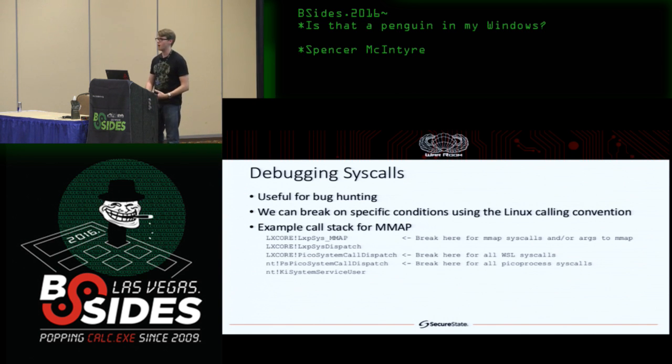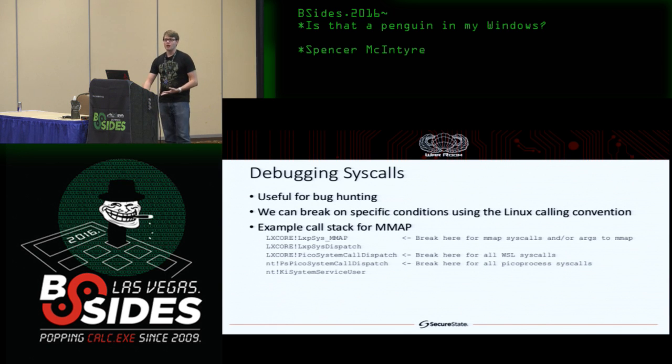So if you wanted to catch all system calls that are from Pico processes, you could do that third one, that middle one, as well as if you only wanted Pico processes for LX core, that second from the top. Ultimately, if you just wanted mmap, you can do that top one. So you can actually go in and register that.